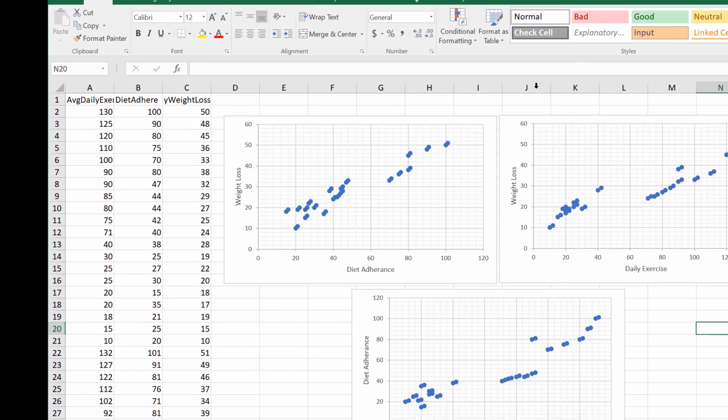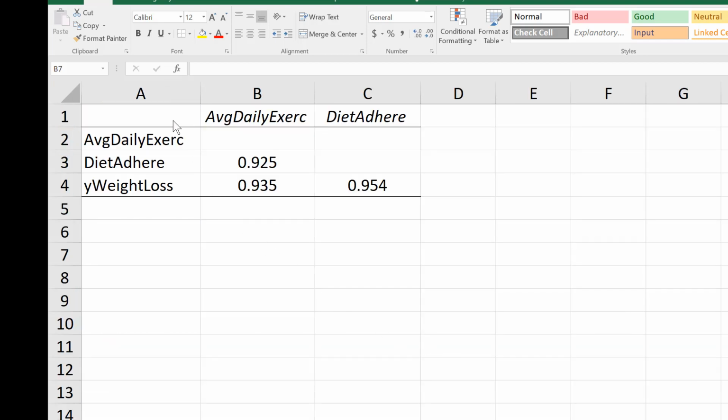Since strong linear relationships are visually apparent, we should see them in the correlation table as well. Here's a correlation matrix for these variables. So here's the correlation table where we have the outcome variable of weight loss along this column, along this row right here. Average daily exercise is strongly related to weight loss, and diet adherence is also strongly related to weight loss. And average daily exercise and diet adherence are strongly related to each other.